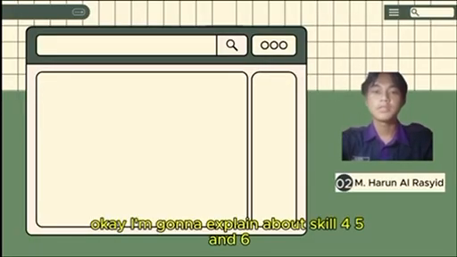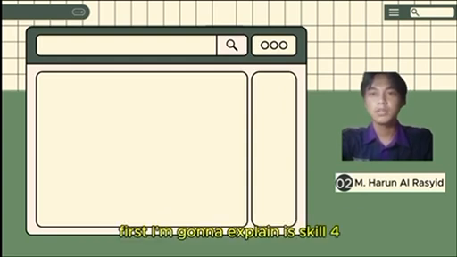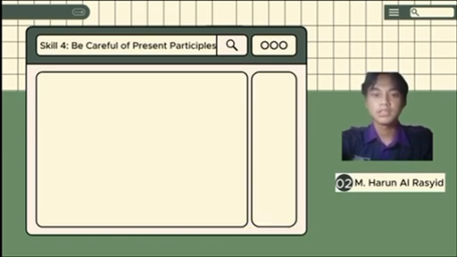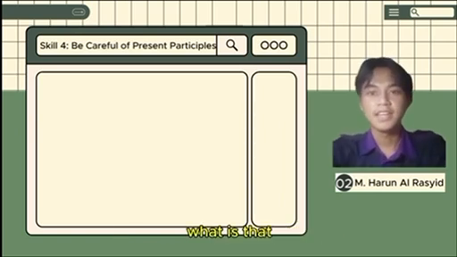Okay, I'm going to explain about skill 4, 5, and 6. First, I'm going to explain skill 4. Be careful of present participle. What is that?